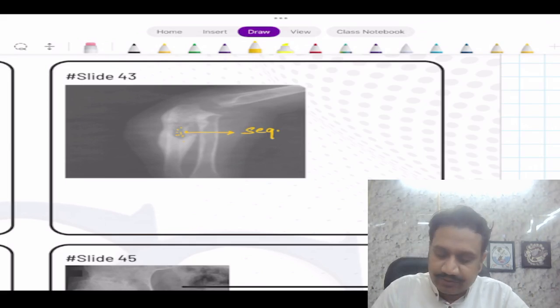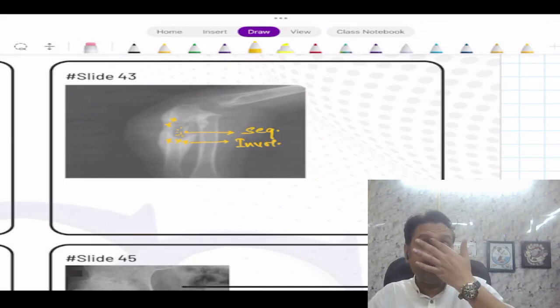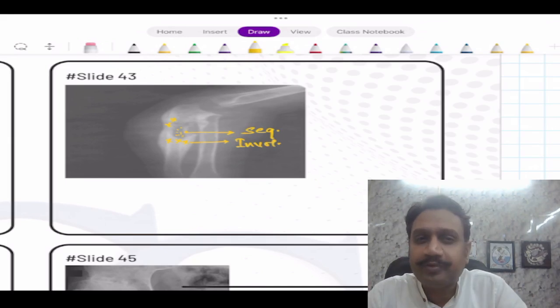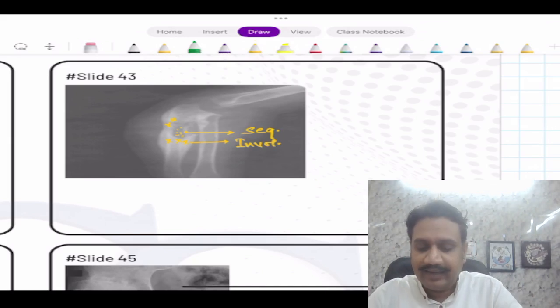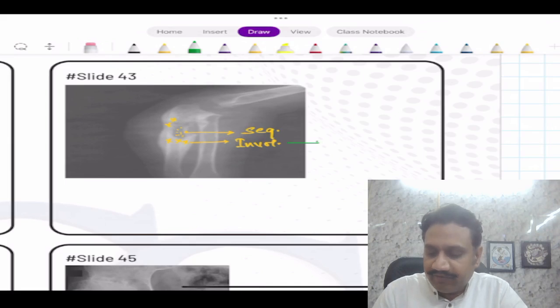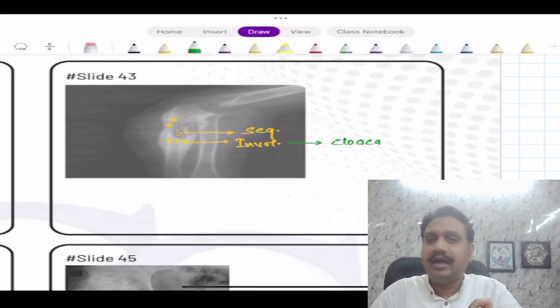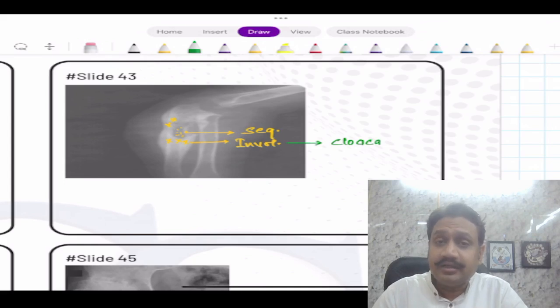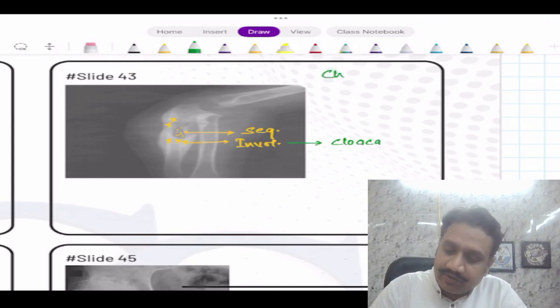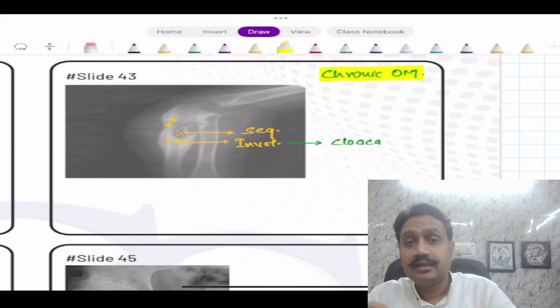All the whiteness that you see, all this reactionary new bone formation, is what you call involucrum, right? And whenever this granulation tissue keeps on expanding, it is going to perforate the involucrum somewhere. That opening in the involucrum will be called what? It will be called cloaca. And these three are seen in which condition? These three are seen in the cases of chronic osteomyelitis.